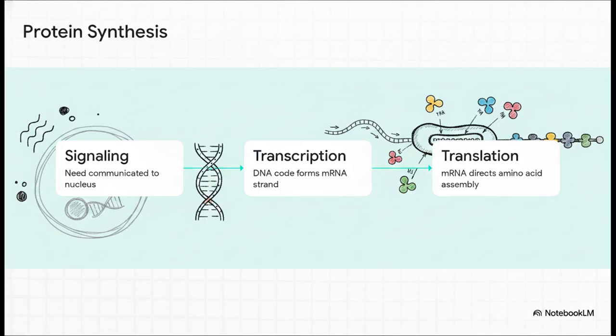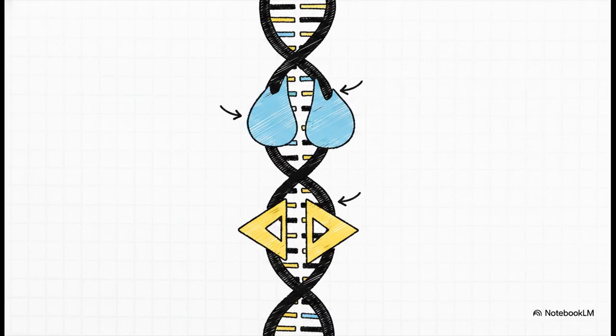Third is translation and elongation. That mRNA leaves the nucleus, finds a ribosome, and essentially acts like a recipe card. Transfer RNAs start bringing in specific amino acids, snapping them together piece by piece, like a giant puzzle to build the final protein. And to make sure this blueprint reading goes off without any fatal errors, the cell relies on some strict architectural rules called complementary base pairing.